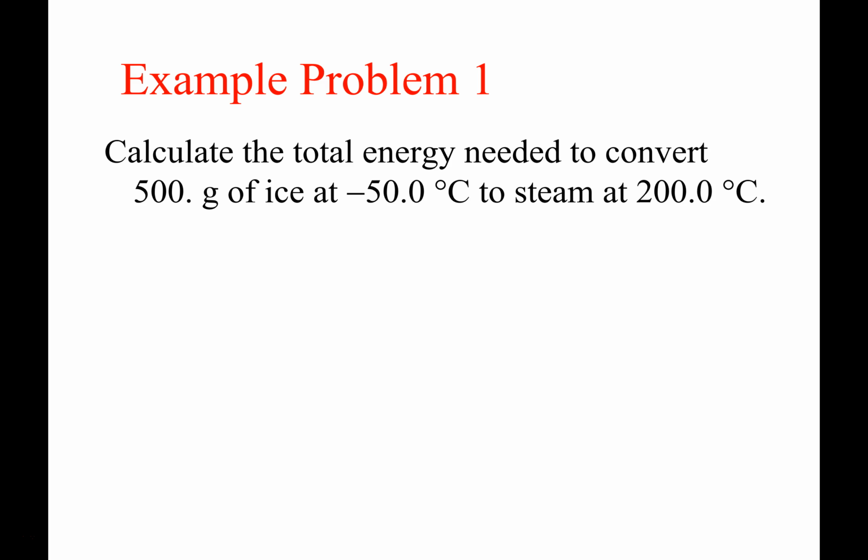Along the y-axis, I'm going to make temperature, and along the x-axis, I'm going to make energy. So it looks like this. Calculate the total energy needed to convert 500 grams of water in its solid state at negative 50 Celsius to water in its gaseous state at a higher temperature of 200 degrees Celsius. So it looks something like this. My first temperature is negative 50 Celsius.